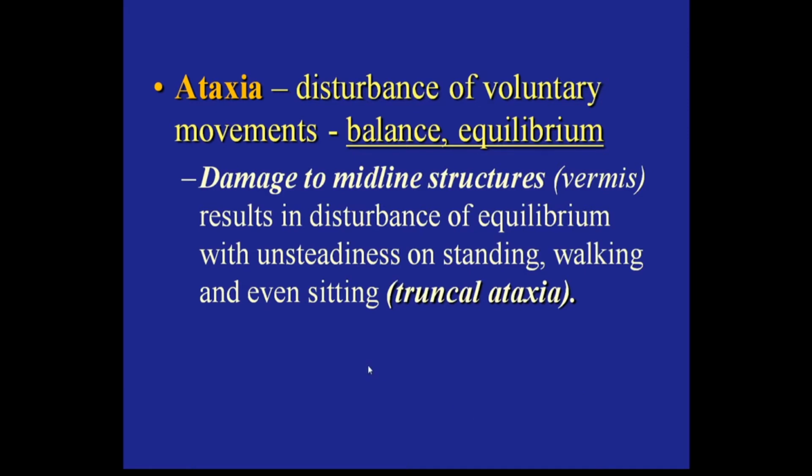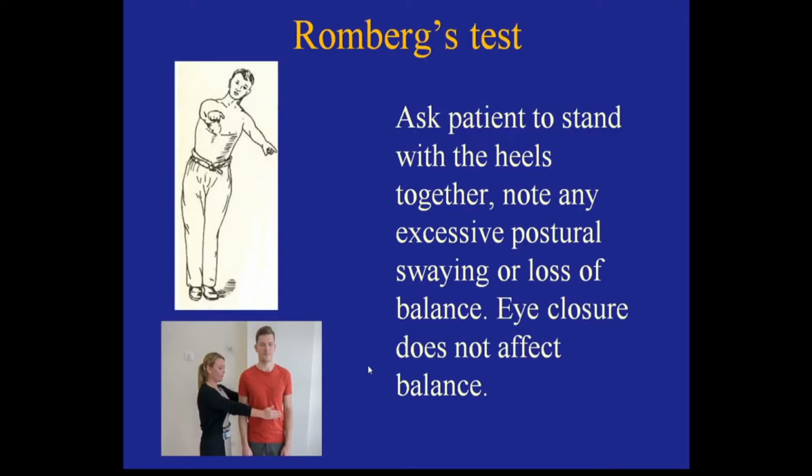Damage to midline structure, vermis, results in disturbance of equilibrium with unsteadiness of standing, walking, and even sitting. The name of this ataxia is truncal ataxia or sometimes static ataxia. How can we check? By a Romberg test. Ask patient to stand with the heels together. Note any excessive postural swaying or loss of balance. In this position, or in this position, hands down or outstretched. Both positions we can use in our clinical practice. You see, swaying ipsilateral to the side of pathology in case of unilateral damage of cerebellum.